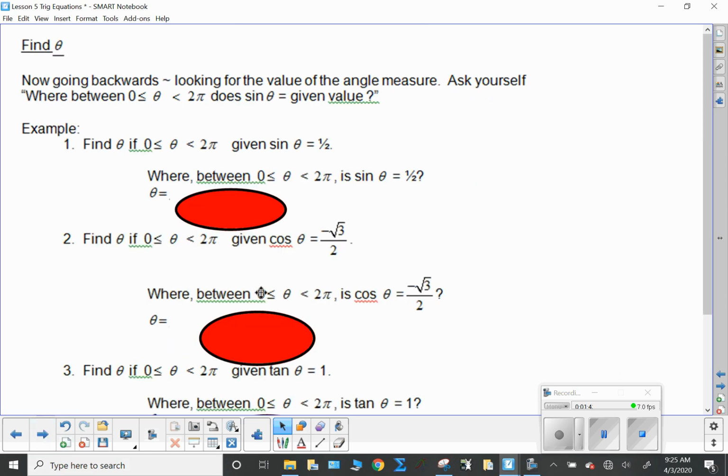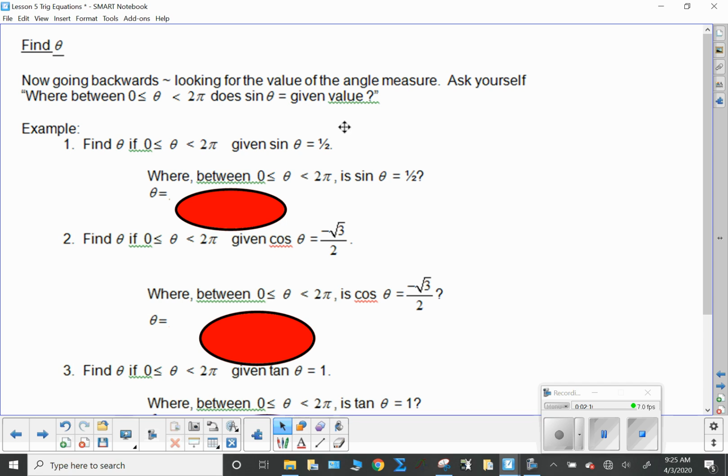Now, what does that mean? That means, remember that when we did inverse trig function, we got a value. Now, when we solve trig equations, you might want more than one value. So, when you get more than one value, you have to ask yourself, over what range? Okay, now here, take a look. Going backwards, looking for the value of the angle measure, you're going to ask yourself between 0 and 2 pi, not including 2 pi because 0 and 2 pi are coterminal. Does the sine of theta equal a given value?